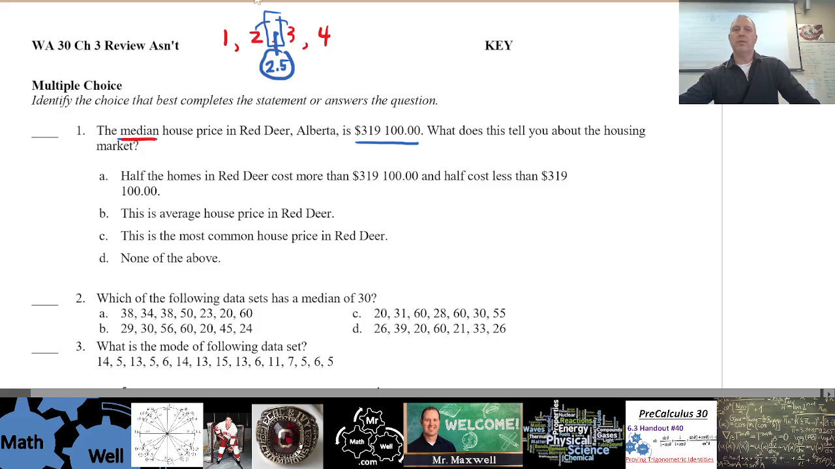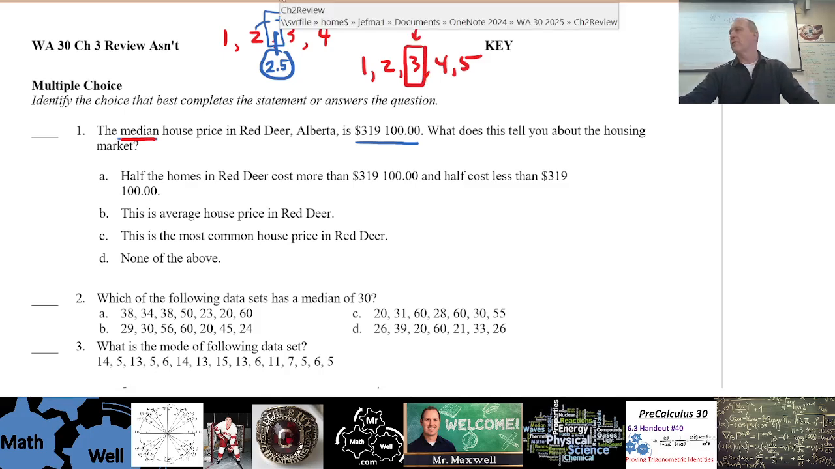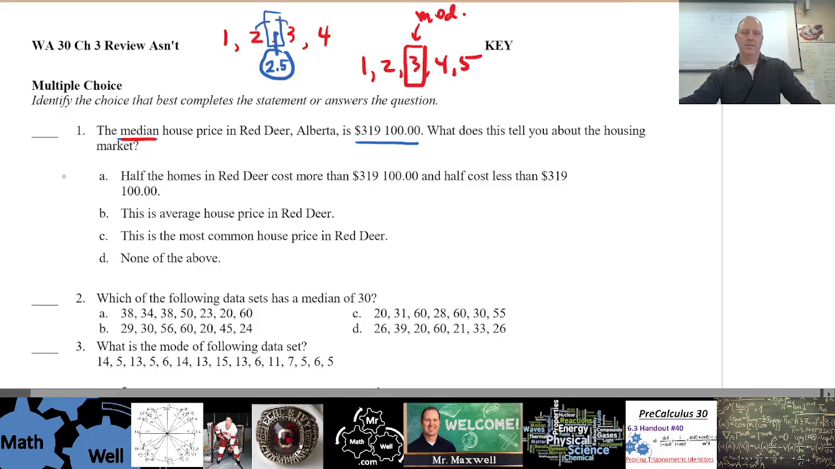So if there's an odd number of numbers, like 1, 2, 3, 4, and then 5, then this is the median, right? That number is the median. But if there's an even number of numbers, then you do have to average the middle 2. That's where you could be confusing average and median. Okay. That makes sense now? Yeah. Okay, good.